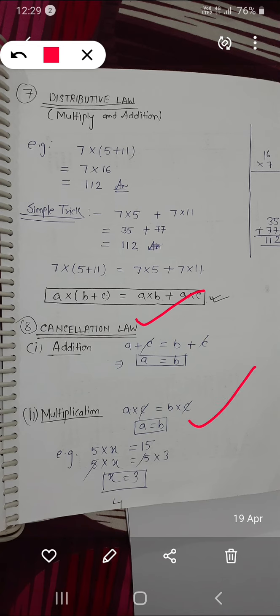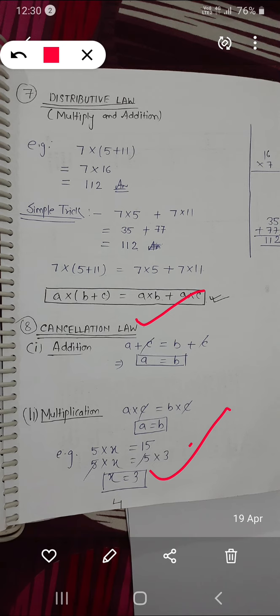Again we can do this in multiplication. For example, suppose we have 5 multiplied with x. 5x is equal to 15. That means we can write 15 as 5 into 3. Now 5 into x is equal to 5 into 3. That means 5 is common on both sides. We can cancel it out, and we get x on the left side and 3 on the right side. So x is equal to 3. This is called cancellation law.